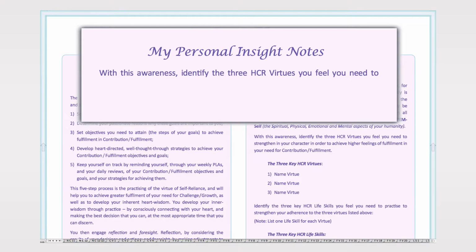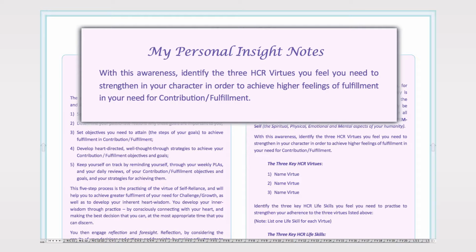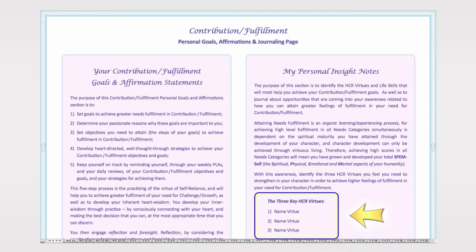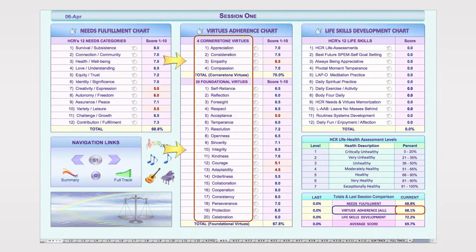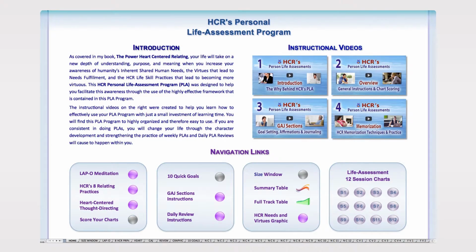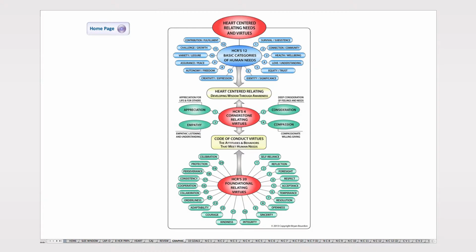With this awareness, identify the 3 HCR virtues you feel you need to strengthen in your character in order to achieve higher feelings of fulfillment in your need for contribution fulfillment. So here's where you identify what you determine will be the key virtues for you. The virtues are, of course, listed here in the Virtues Chart session pages. You can also access the Needs Virtues graphic from the home page. The 3 virtues I identified to help me achieve my goal of making a success of the HCR business were foresight, courage, and perseverance.